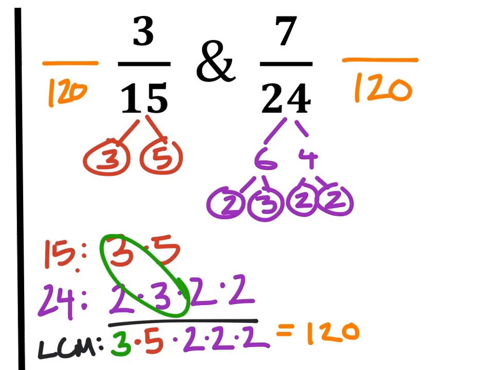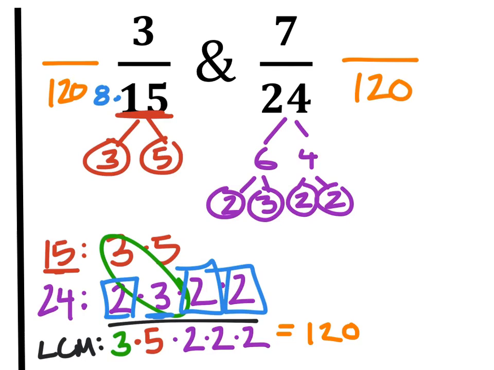So let me start with the 15 here, okay? I'm going to change this 15 into 120. Well, how am I going to do that? Well, the 3's were in common. The 2's were not common, right? And what is 2 times 2 times 2? That's 8, which means I would have had to multiply 15 by 8 to get the 120. Which means I also have to multiply the 3 by 8 to get 24, and this would be the new fraction, 24/120, which has the exact same value as 3/15.